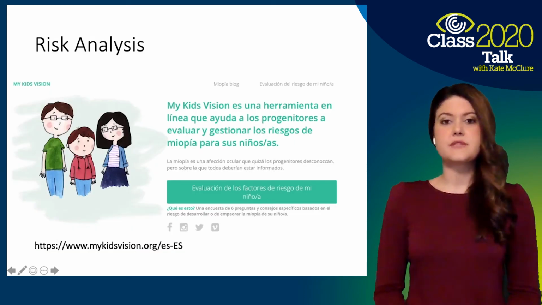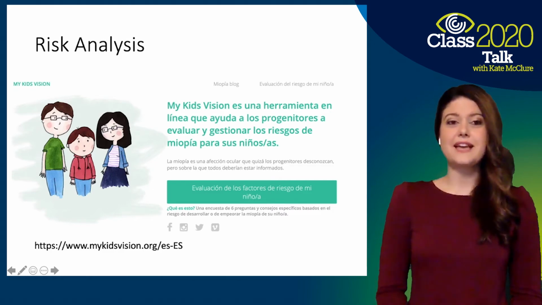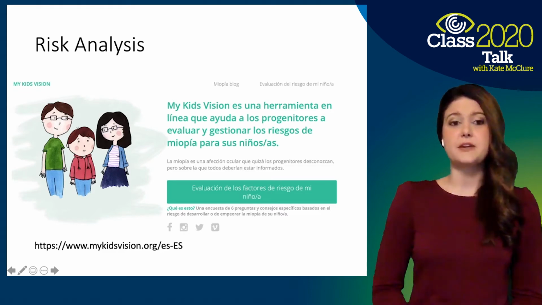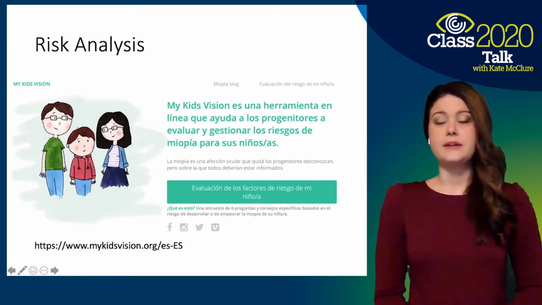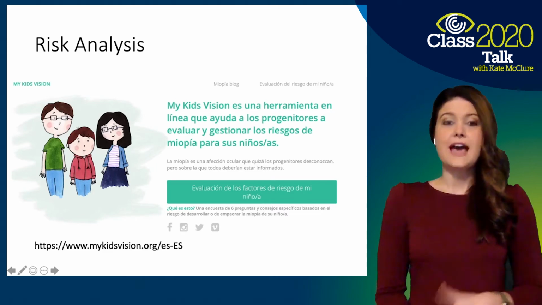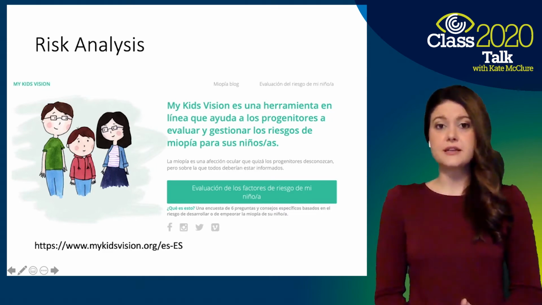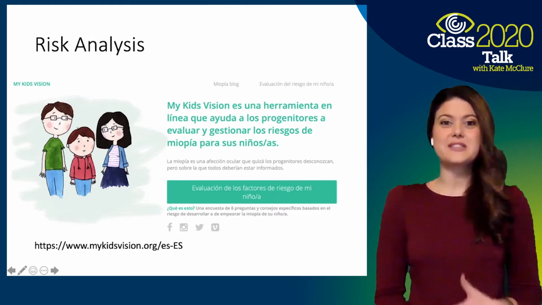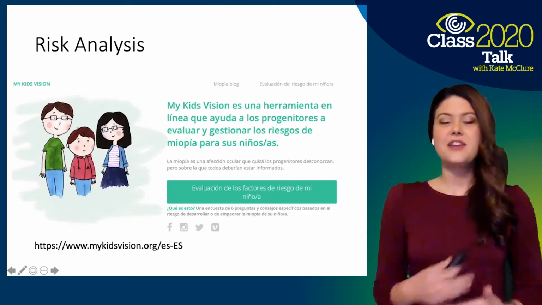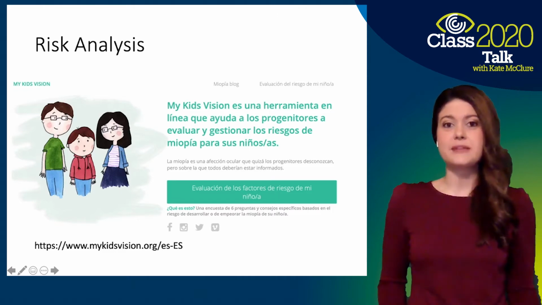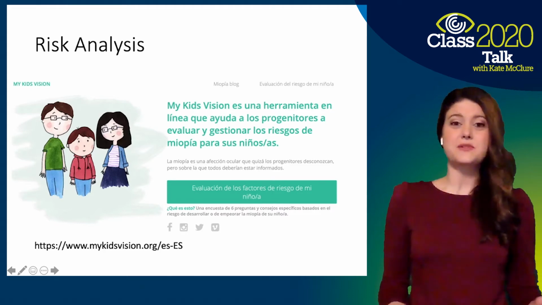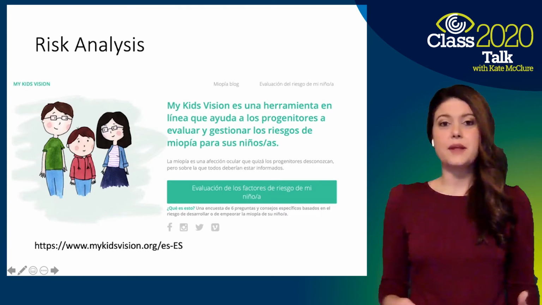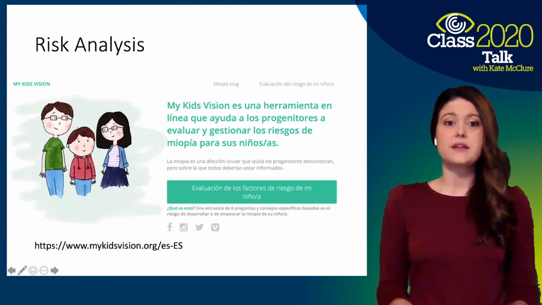Now, if you want to break these risk factors down for the parents, there's several good resources to do so. I really like this risk analysis from mykidsvision.org. This is geared to your parents, so your parents will go on and they will put in their child's information, and it will help outline their child's risk for myopia. And I really like it because it's in words the parents will understand, and therefore they will have a better understanding of the treatments and the importance. There's also a Spanish version available. So this is a great tool to use in your clinic so that the parents are well informed and understand the risk of myopia.